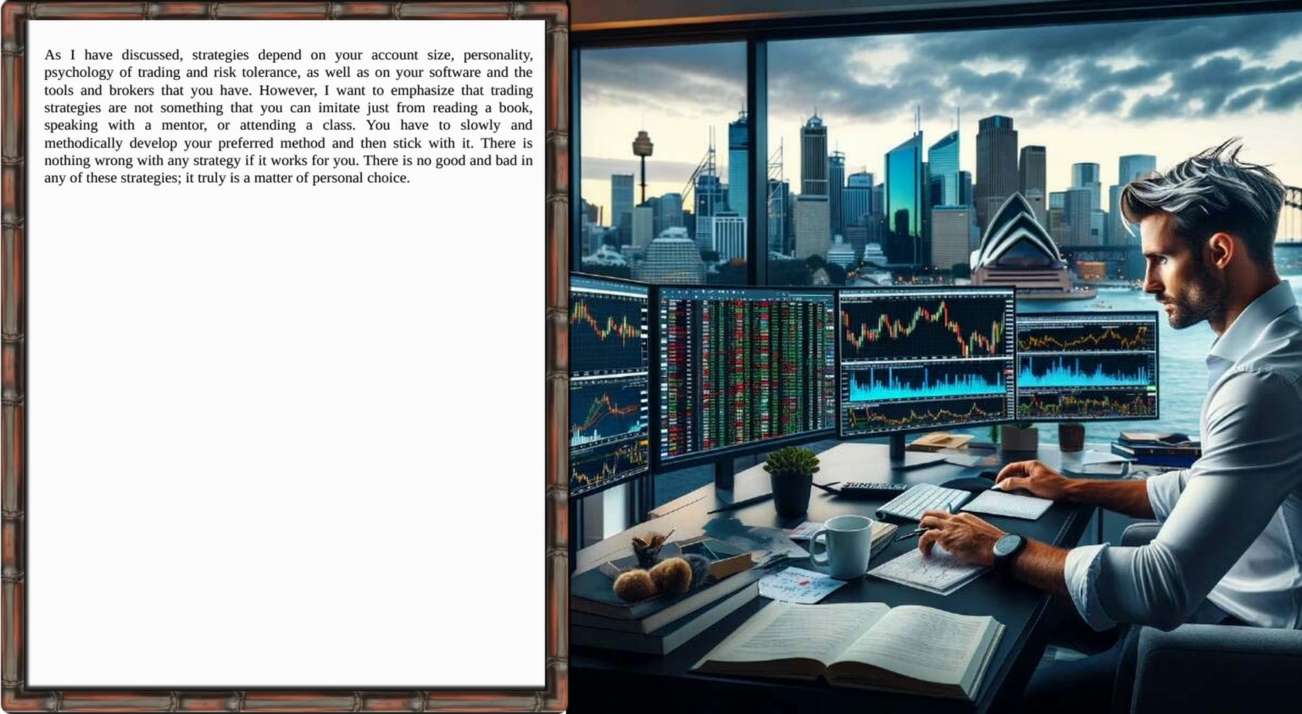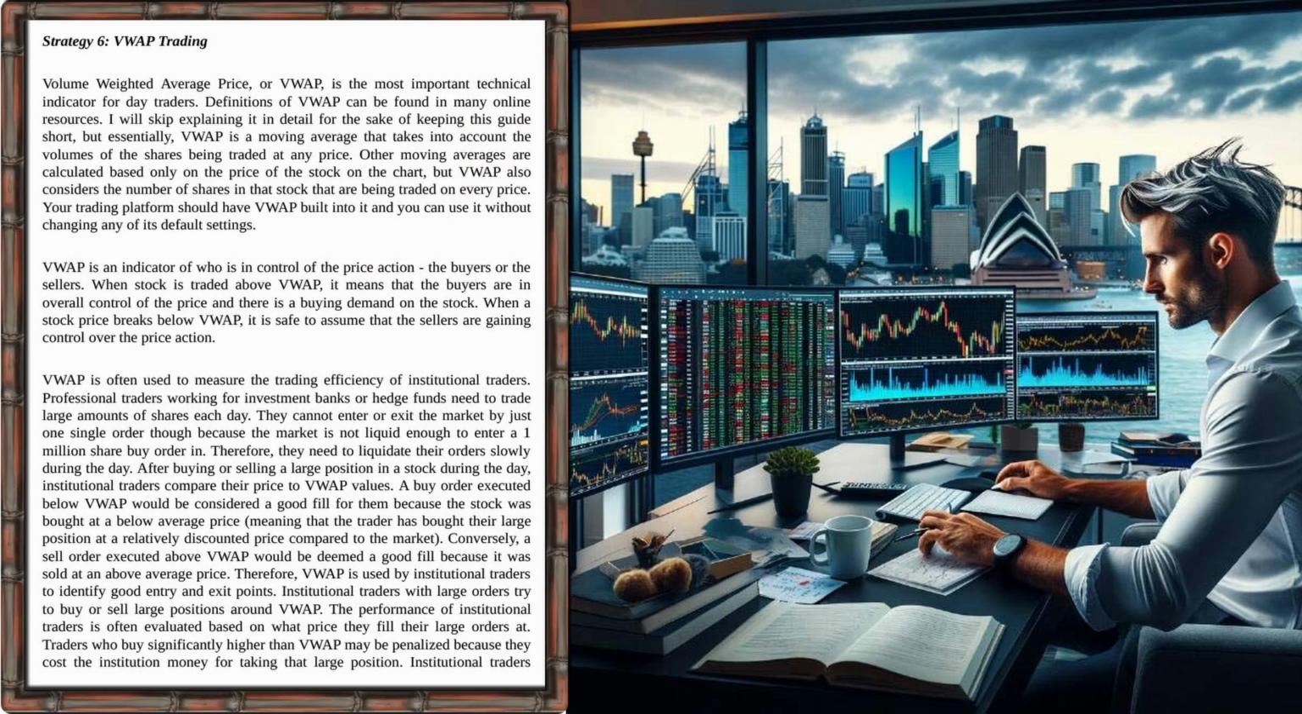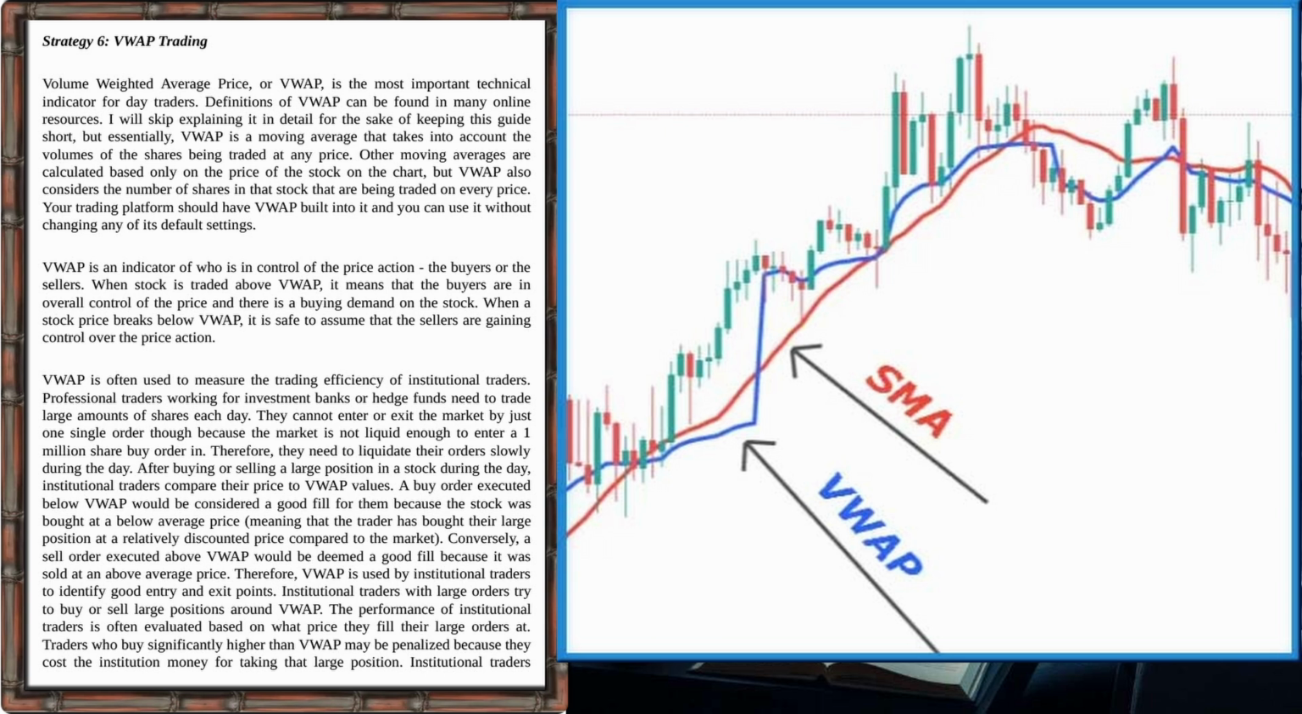You have to slowly and methodically develop your preferred method and then stick with it. There is nothing wrong with any strategy if it works for you. There is no good and bad in any of these strategies. It truly is a matter of personal choice. Strategy 6. VWAP trading.